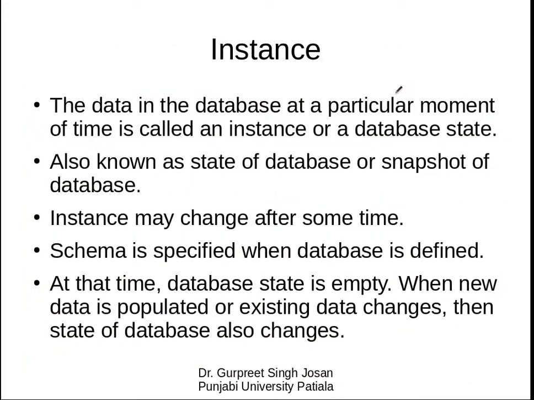Then coming to the next concept, that is instance. The data in the database at a particular moment of time is called an instance or the database state. So instance or database state, these are two different names for the same thing. This points to the data at a particular moment of time. It is also known as the state of the database, and some books also write it as a snapshot of the database. So all these are one and the same thing: instance, database state, or snapshot. These all point to the same thing, that the instance may change over time.